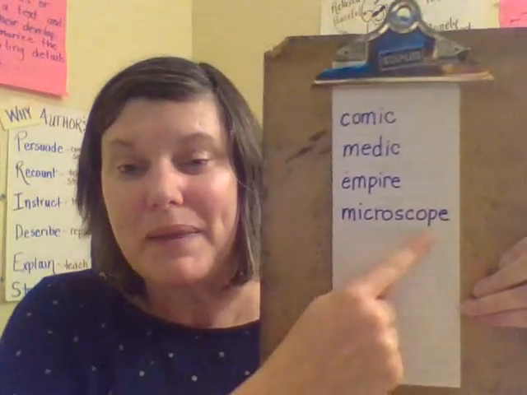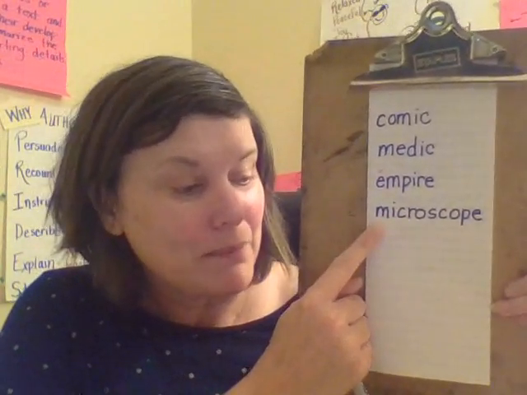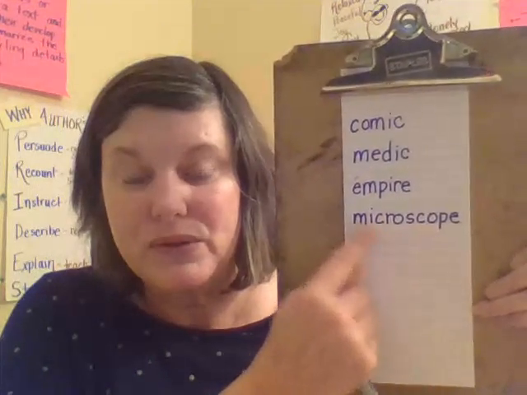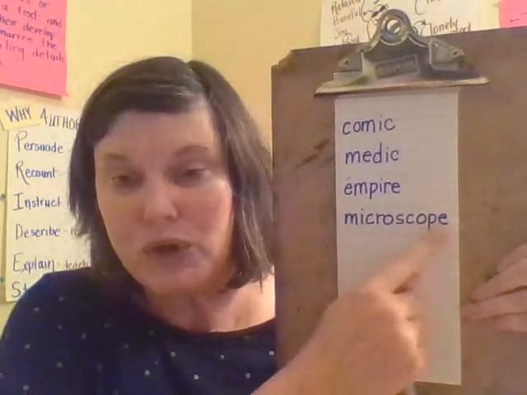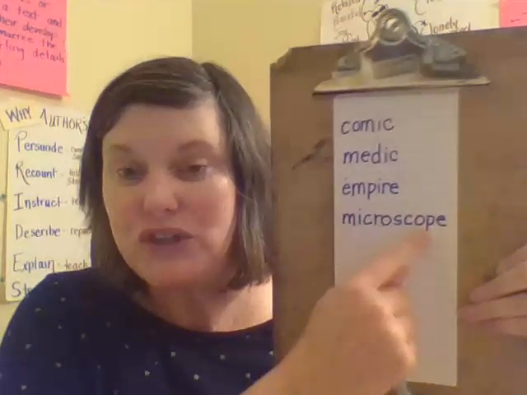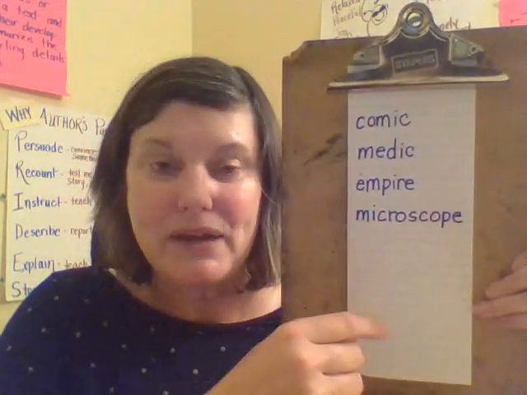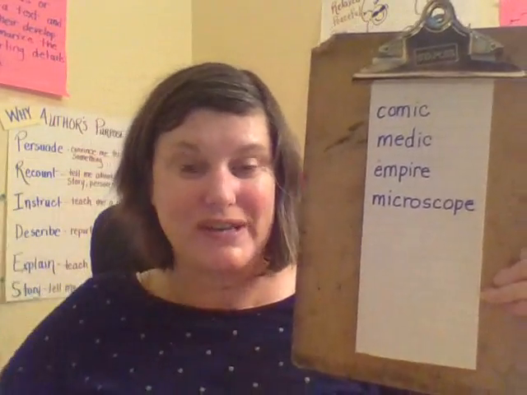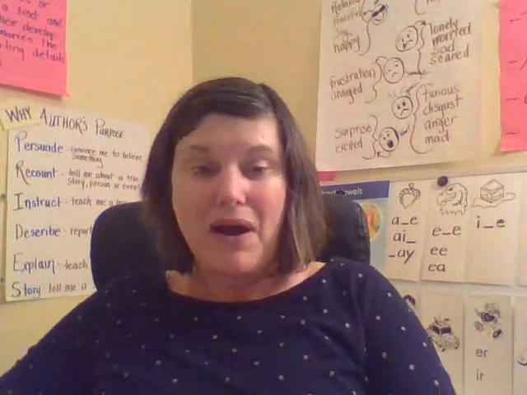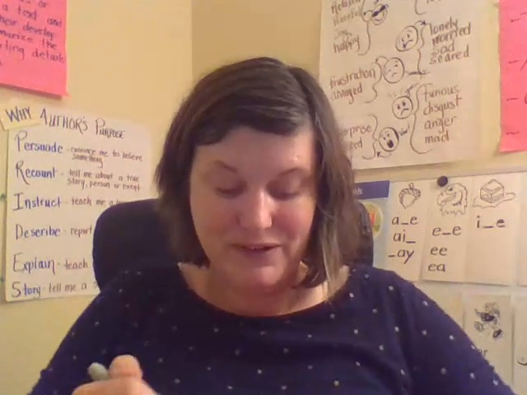So when we look at the word microscope, remember micro means small. So this part means small, and this part means watch. Scope means watch. So this means watch something small. A microscope helps you watch something really small because it enlarges it. Microscope.